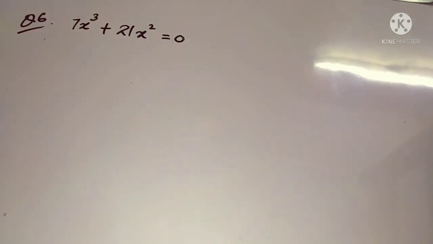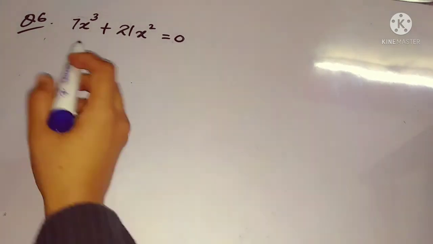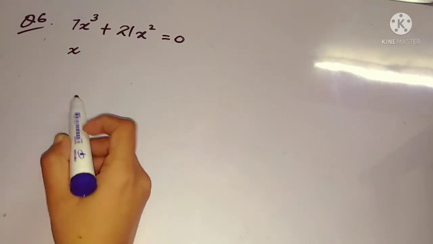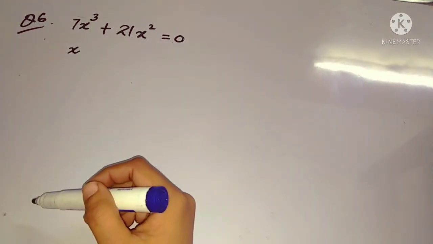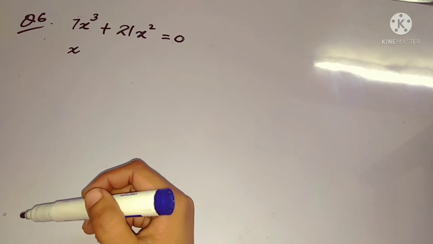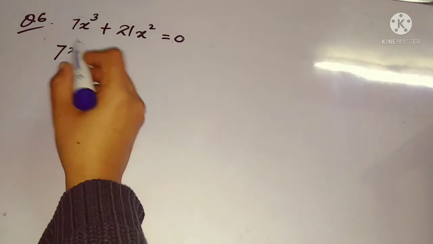So let's first see what you can take common in this equation. As you can see, this is x and x is also here, so it means that you can take x common. Now see the numbers, the coefficients. You can see that 7 and 21, both numbers are divisible by 7. So you can take 7 common. So you have to take 7x common.